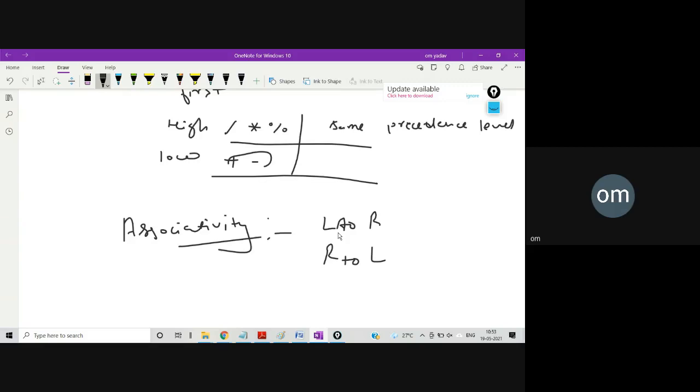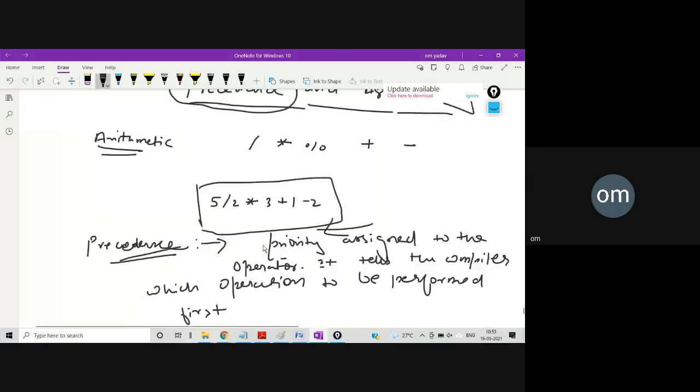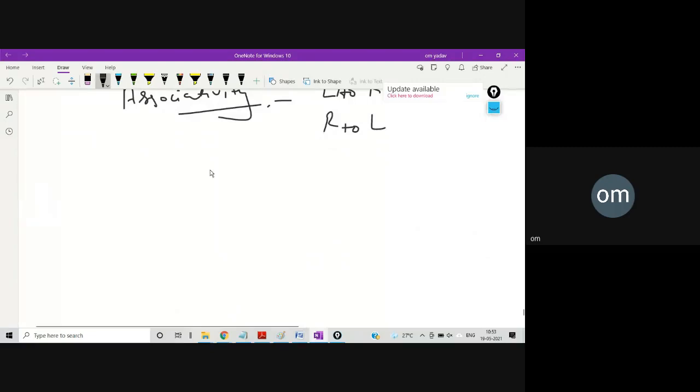So whenever two operators of the same precedence level appear in an expression, that expression will be solved by the associativity. So which expression are we talking about? 5 divided by 2 into 3, plus 1 minus 2. Now here the plus and minus question is not coming, because first division and multiplication are there. So the compiler needs to decide between division and multiplication. Arithmetic operators have associativity from left to right. So here the first operator which appears is the division, so it will perform division first.